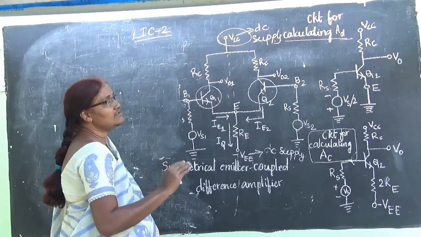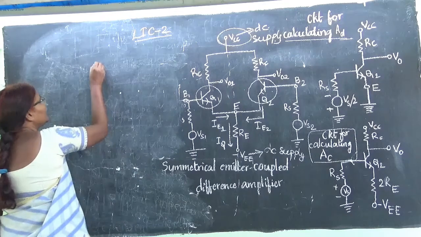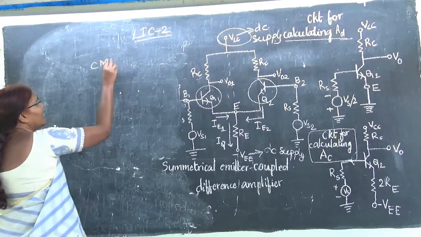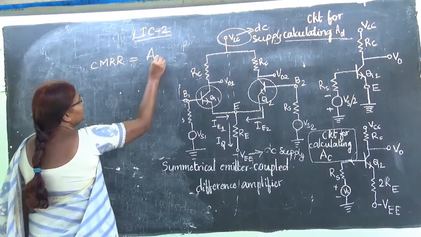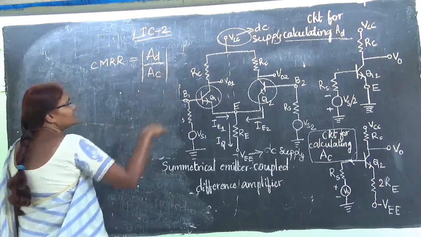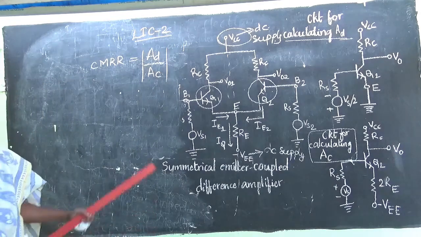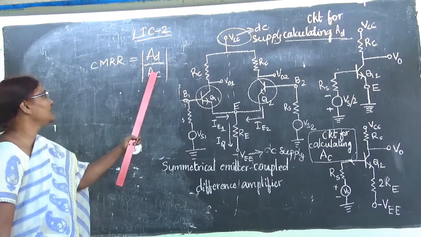Already you know that CMRR, common mode rejection ratio, formula is modulus of differential gain divided by common gain. So here both the differential gain and the common gain have to be calculated.